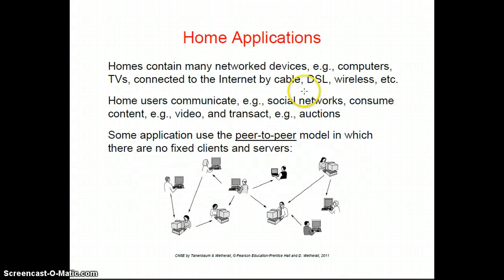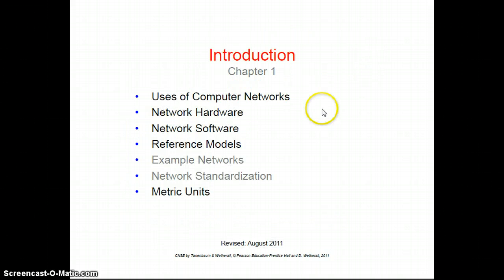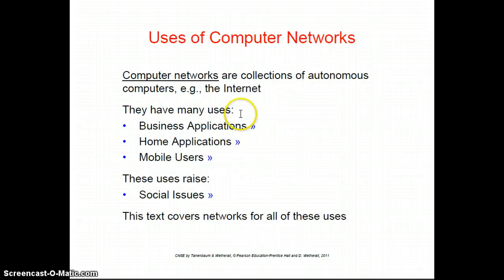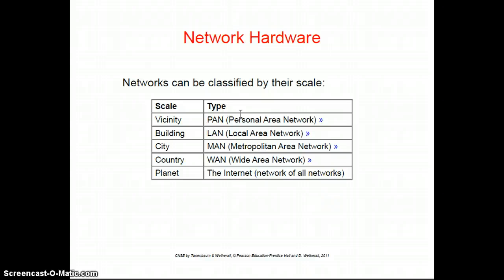Let's go back here. We have business use, home application, mobile application, and social use; this is under the use of computer network. When we go to network hardware, it means a network can be classified by its scale, by its size, by its user-to-user distance connectivity.